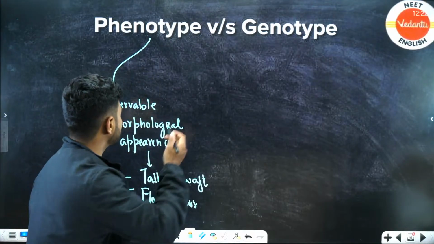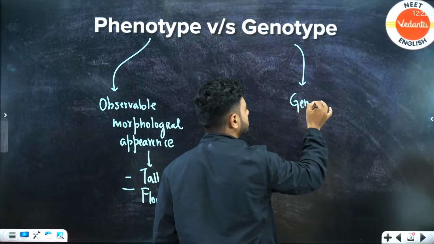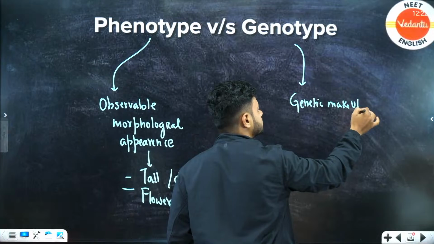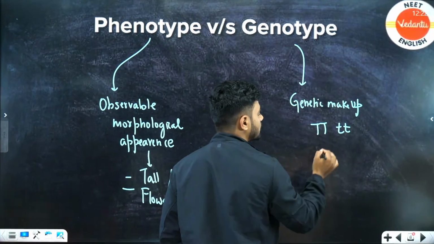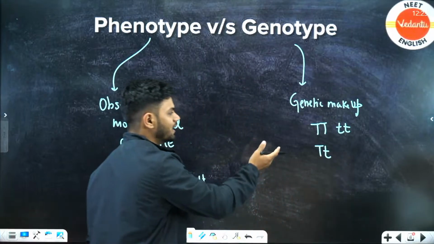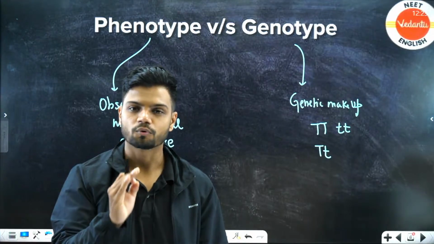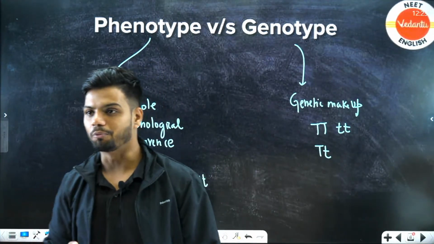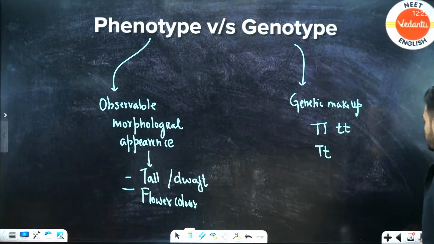Now what is the genotype, students? Genotype is the genetic makeup. For example, capital T, small t. This is the genetic makeup, also called the genotype. Is that point clear to all of you? Yes or no in the chat quickly. This is called phenotype. This is called genotype.